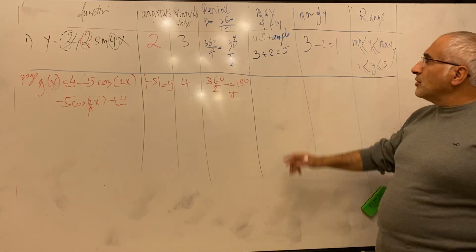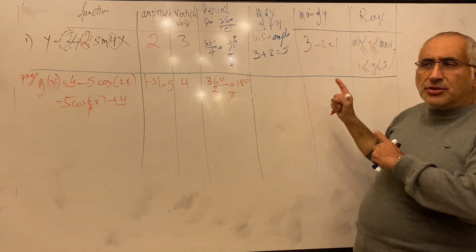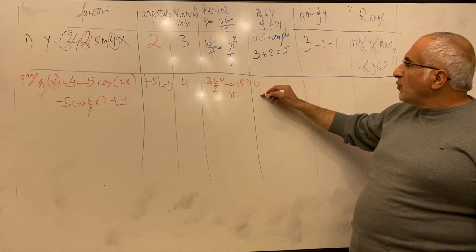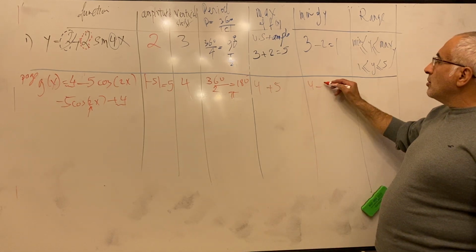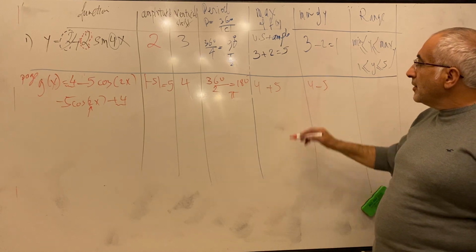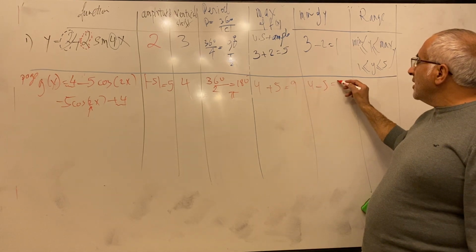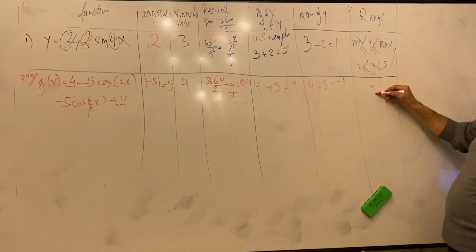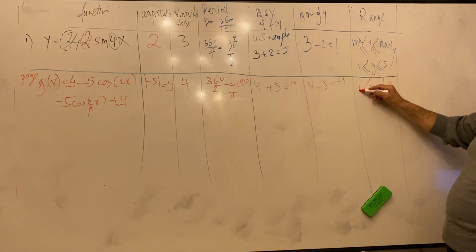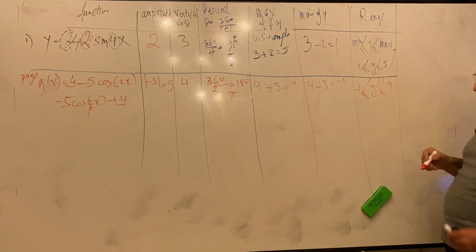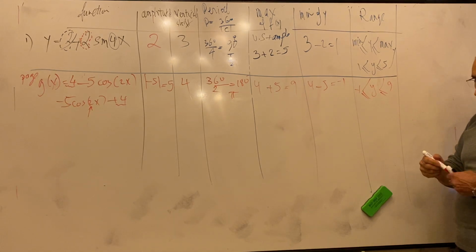What is the maximum value? Vertical shift plus amplitude. So what is my vertical shift? It's 5. What is my amplitude? 4 plus 5. What's the minimum? 4 minus 5. All right? So this is 9, and that's negative 1. And my range goes all the way up to 9, all the way down to negative 1. You've got to put equal. If you don't put equal, it means you didn't learn the game right.